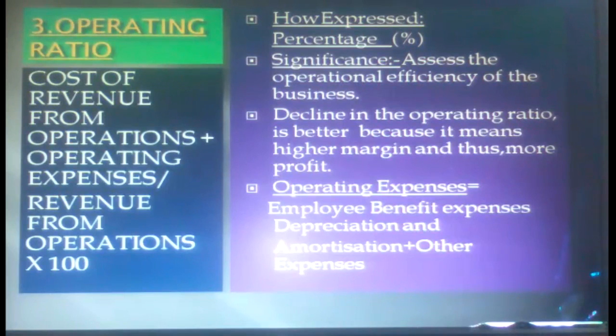A decline in the operating ratio is better. So a lower operating ratio means a higher margin and thus more profit. That is, our cost of production is very low, so naturally we get more profit. That is the calculation here.